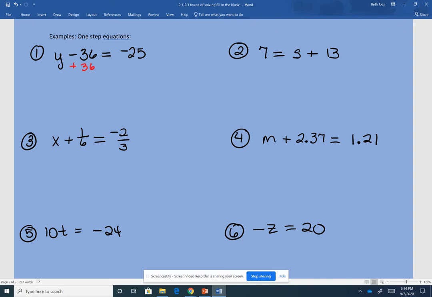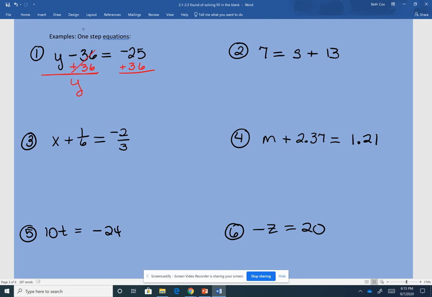And so negative 36 plus 36, this right here is 0. And so this is a little equal sign. That's going to equal y. And because it says equals, what I do to one side, I also have to do to the other side. So now I'm going to do negative 25 plus 36. Now I could write it out like I did in the earlier example, but I don't have to. I usually use the vertical method. You can do vertical or horizontal.